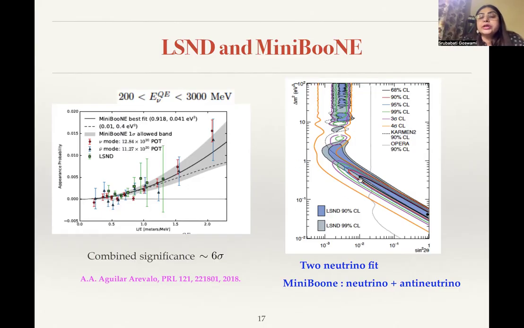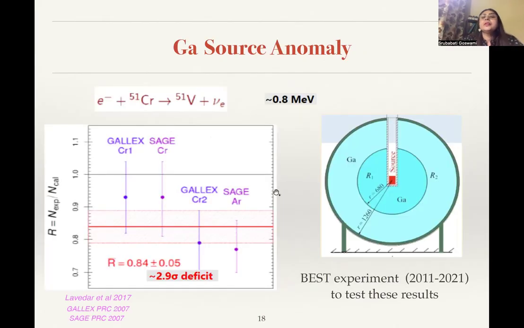Here the MiniBooNE neutrino and antineutrino are included. So the MiniBooNE region is consistent with the LSND region. There are overlaps in the parameter space. Now, apart from MiniBooNE and LSND, there were some other experimental evidences which were favoring an eV scale sterile neutrino.